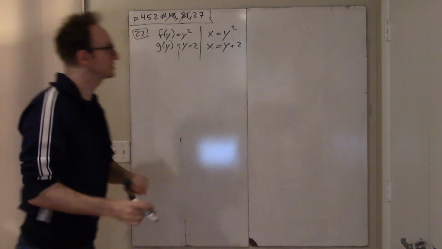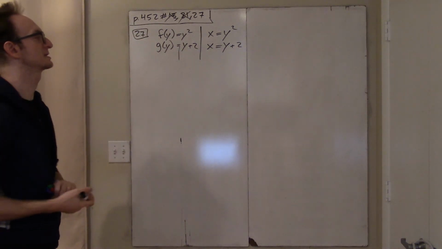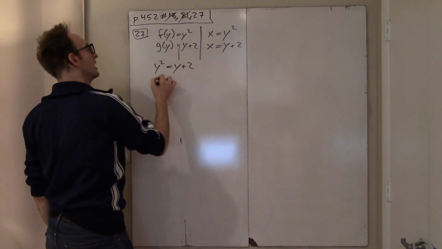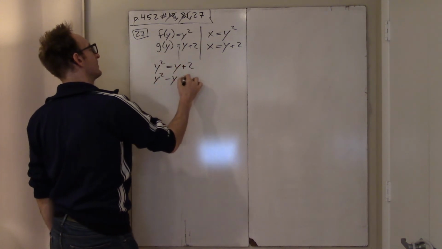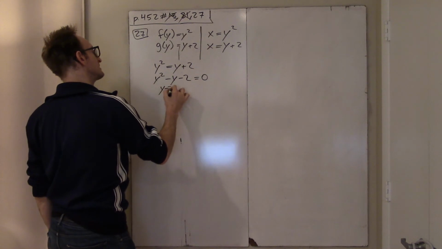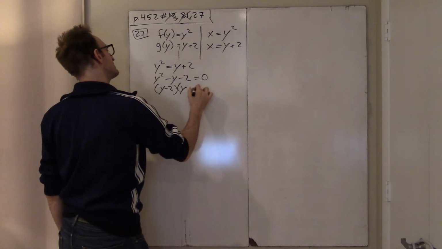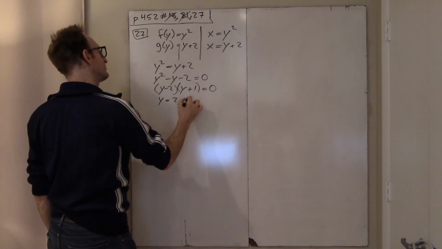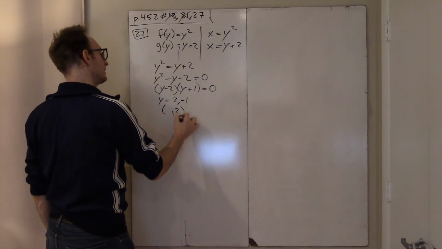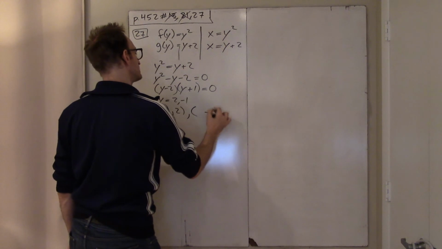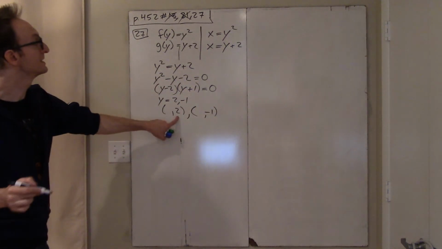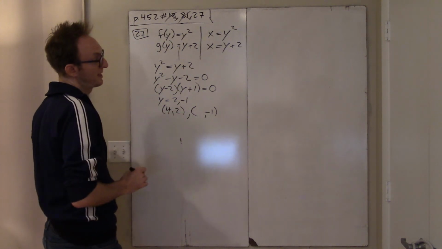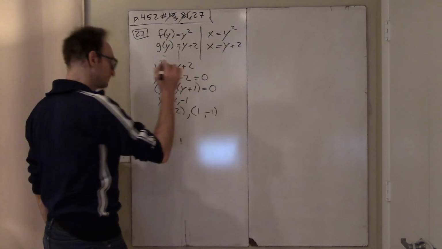So what is this? This is just another sideways situation. When does y squared equal y plus 2? Well, when y squared minus y minus 2 is 0, (y minus 2)(y plus 1). So when y is 2 and negative 1. When y is 2, x will be 4, and when y is negative 1, x will be 1.